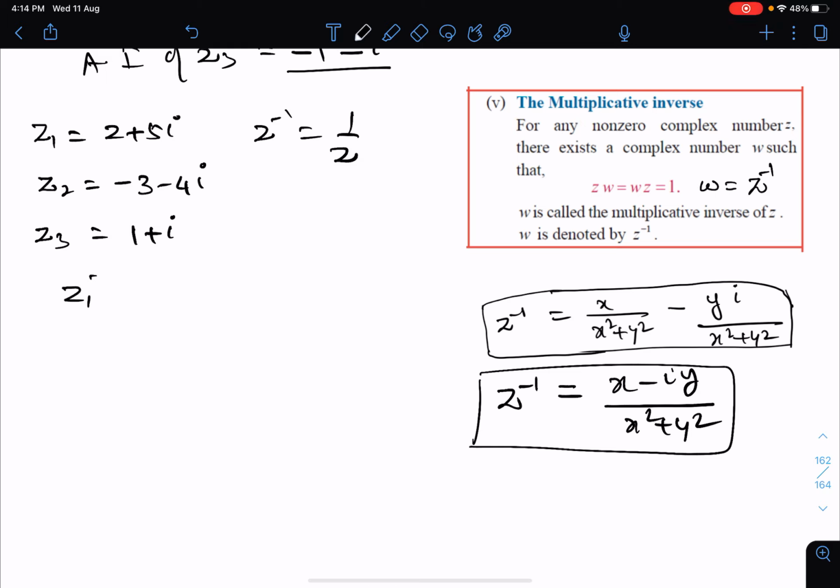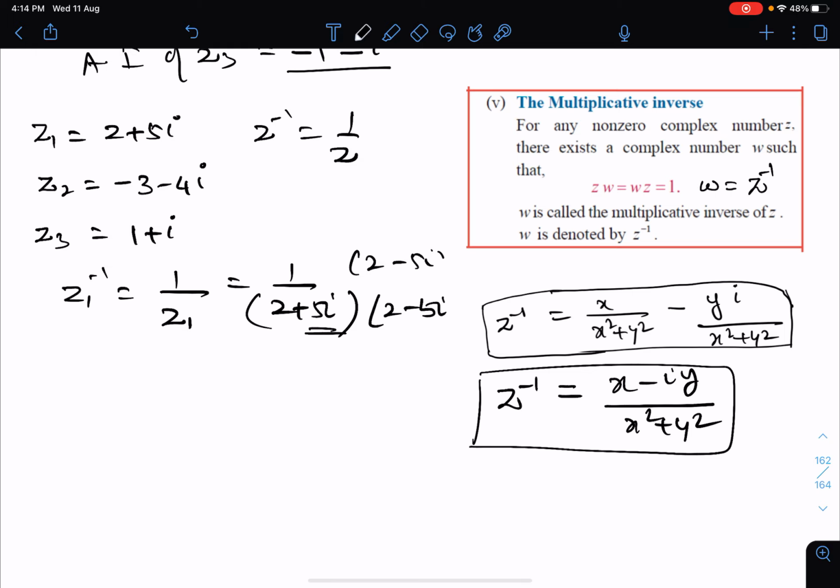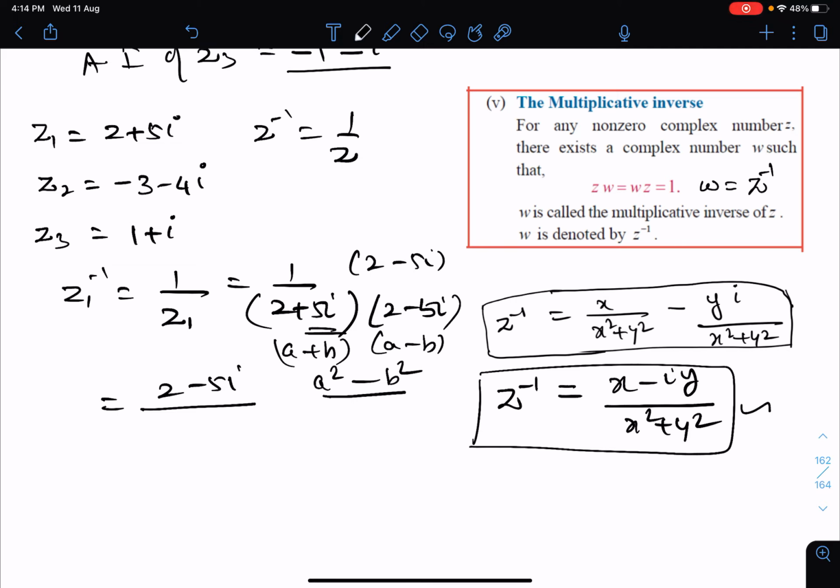So suppose for Z1, I am writing the inverse, meaning 1 by Z1. That is nothing but 1 by 2 plus 5i. So this i comes to the denominator. In the denominator, you should not have i. So you multiply with its conjugate. Conjugate is nothing but the opposite sign of the imaginary term. You should change the sign of the imaginary term. If it is plus, it becomes minus. If it is minus, it becomes plus. So when you simplify this, you get this formula. Here it is 2 minus 5i, and a plus b into a minus b gives you the a square minus b square formula. So a square is 2 square minus b square is 5i the whole square.